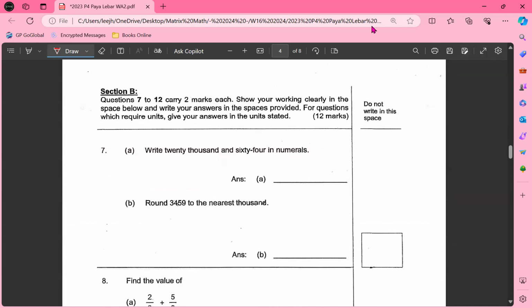So we're going to move on to section B soon. Section B now. Okay, section B, yeah. So question 7 to 12 is section B. So okay, let's look at 7A.